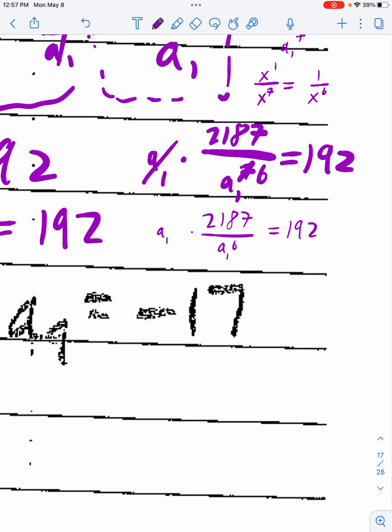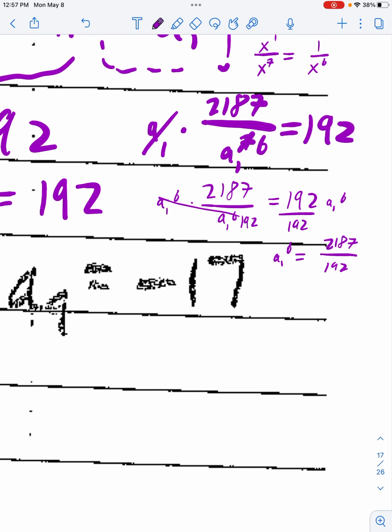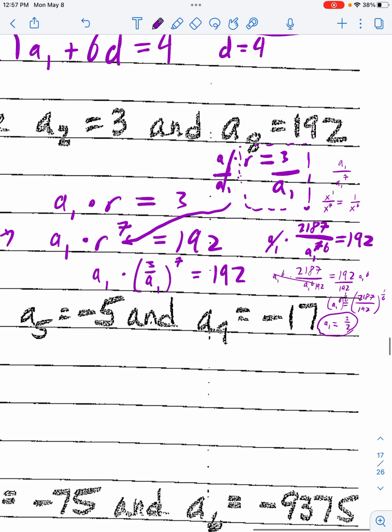Multiply both sides by a sub 1 to the 6th. Boom. Divide both sides by 192. So I get a sub 1 to the 6th equals 2187 over 192. To get rid of that exponent of 6, just raise both sides to the 1 over 6. So a sub 1 equals 2187 divided by 192, raised to the 1/6 power. I got 3 halves. Good stuff.